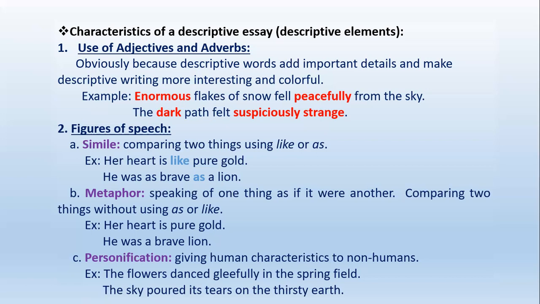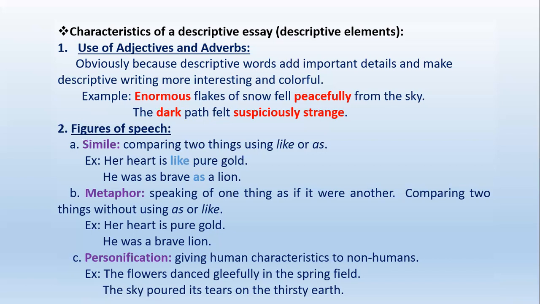Also, when I say he was as brave as a lion, so as also is used here to compare between a person and a lion in terms of bravery, in terms of being brave. So again, here too, I am comparing between two things. I'm showing a similarity. They're both brave. He or she has a heart like pure gold, which means it's so pure, you know. So this is similarly comparing two things using the words like or as.